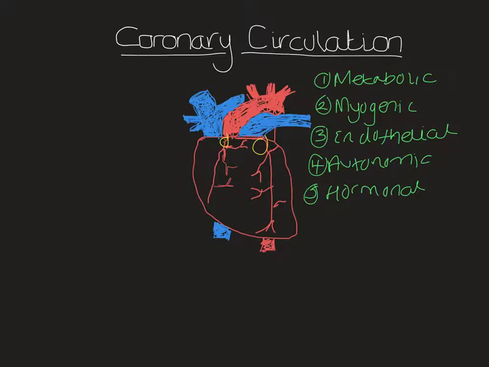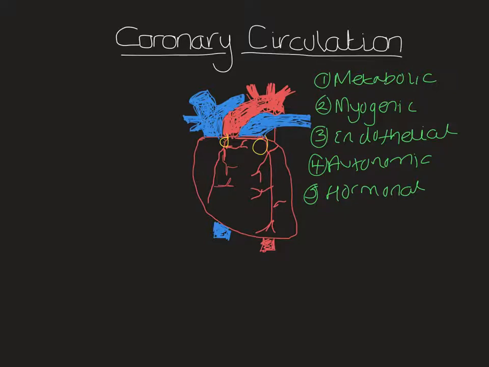Next, we talk about the endothelial theory. So the vascular endothelium produces different vasoactive substances. They produce nitric oxide, prostacyclin, thromboxane. Thromboxane causes vasoconstriction. However, nitric oxide and prostacyclin cause vasodilatation.